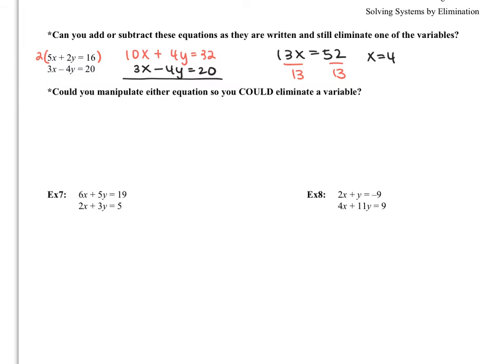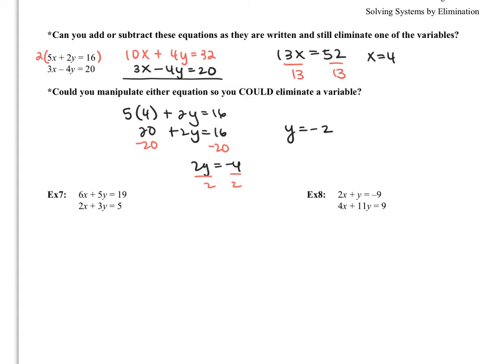Then I could take this x equals 4 and I could put it either into my original equation with the 5 coefficient, I could put it here, or I could even put it here. I'm just going to put it in the first equation I see. So I'm going to do 5 times 4 plus 2 times y equals 16. 20 plus 2y equals 16. Then I would subtract 20 from both sides to get 2y equals negative 4. And then if I divide both sides by 2, I'm going to get y equals negative 2. And again, my final answer has to be an ordered pair.